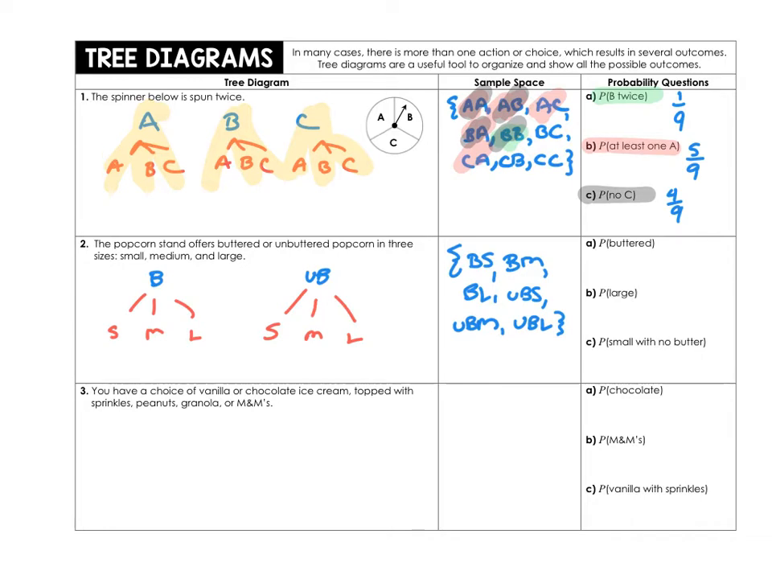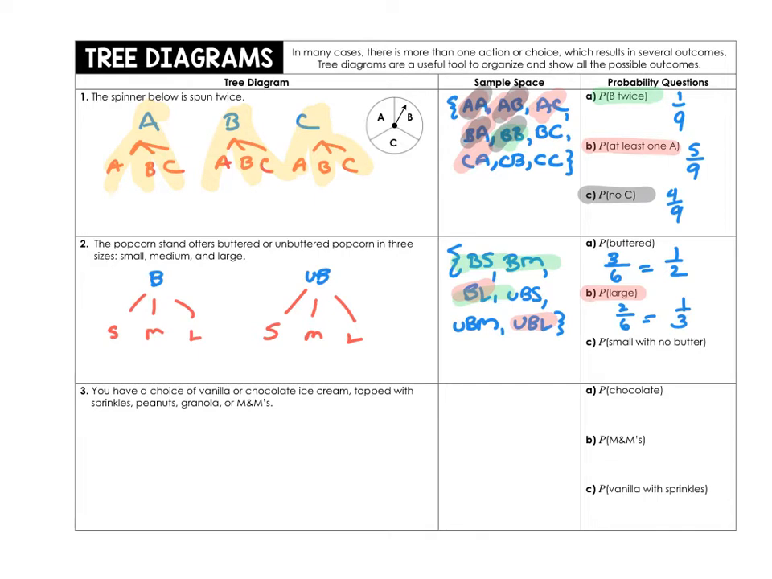Probability of having buttered popcorn. So let's use green again for our highlighter. So we have 1, 2, 3 things that happen to be buttered. So our answer for that is going to be 3 out of 6, which is 1/2. Okay. And then what's the probability of having large? So let's use our red highlighter again for that. So probability of large popcorn is going to be 1, 2, because only 2 of those combinations actually is a large size. So that's going to be 2 out of 6, which is 1/3.